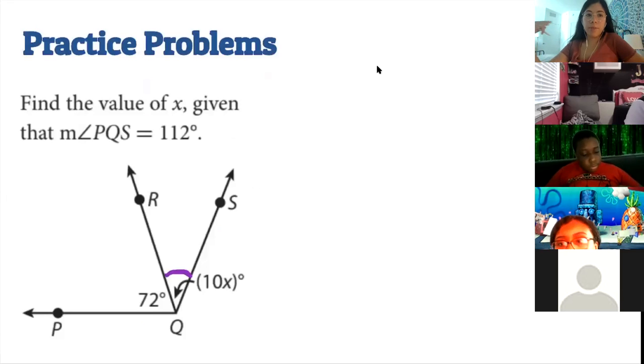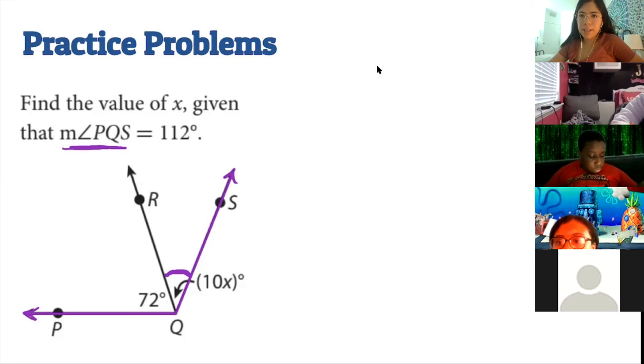So we need to find the value of x, which is algebra, isn't it? Interesting. Okay, we need to find the value of x given that the measure of angle PQS is 112 degrees. So where's PQS? I see PQS is the large angle. It's the obtuse one. I know that measure of angle PQS is 112 degrees, and I need to find the measure of the acute angle inside of there, where it says 10x. So what can I do? What do you guys think? Given what we know about the angle bisector and the angle addition postulate, what can I do?